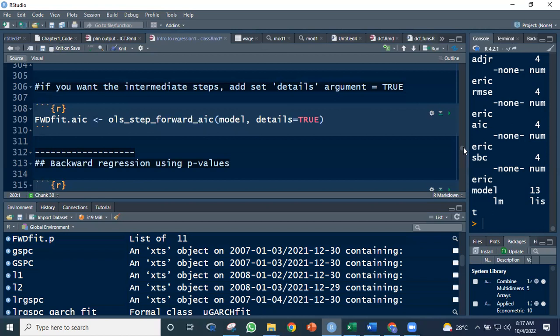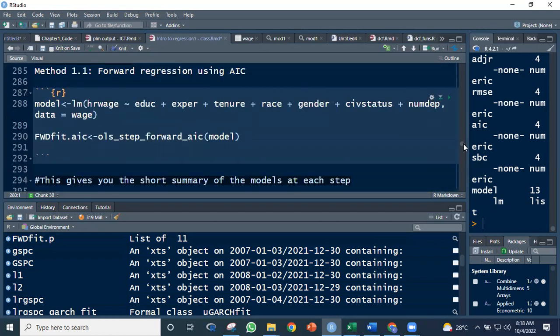So take note that the AIC method, if we choose that, will suggest to us that the best model is the one that has the lowest AIC, even if the last variable is not statistically significant. On the other hand, the p-value method, which we used here, how do we know that?